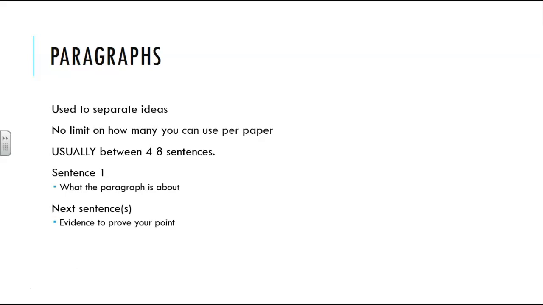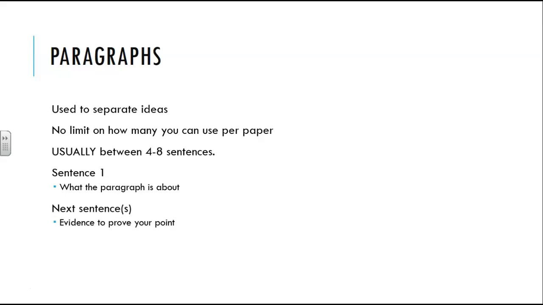There's no limit on how many you can use per paper. Usually it tends to be about 4 to 8 sentences per paragraph. You can have more. You can have less. This is just kind of a good rule of thumb. Sentence 1 should be about what the paragraph is about. So you're telling me this paragraph will be talking about this, this, this. Don't actually say, this is about this, because that's poor writing. I don't like it. It's not very strong. It will hurt you when it comes to the actual assessment portion of the essay.